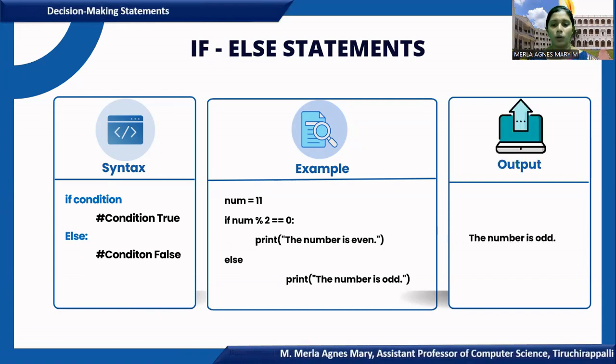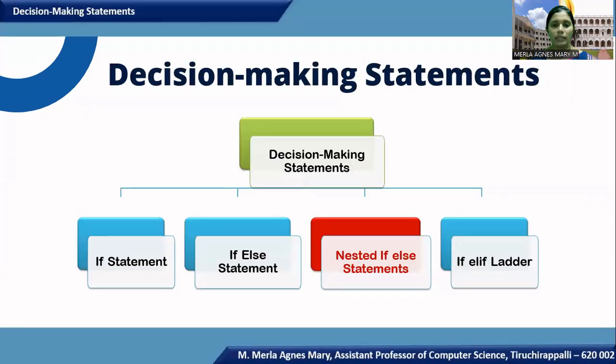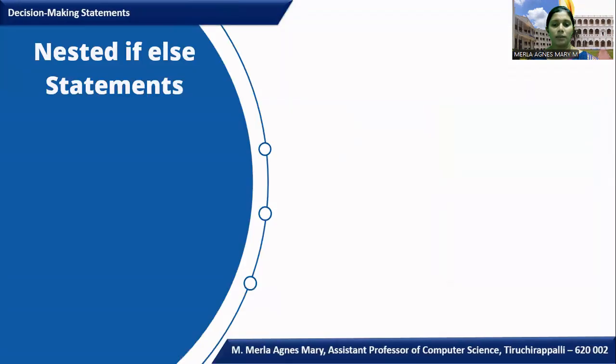So the output we got is the number is odd. So the next is the nested if else statement. So you see the nested if else statement.